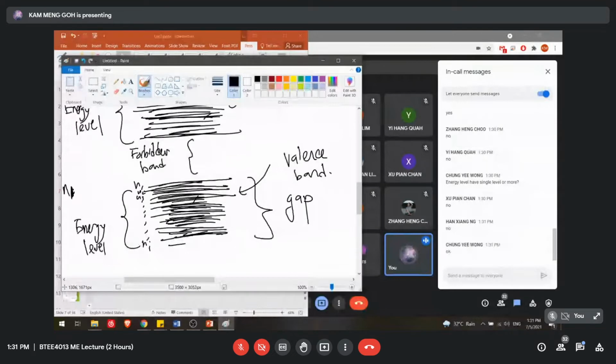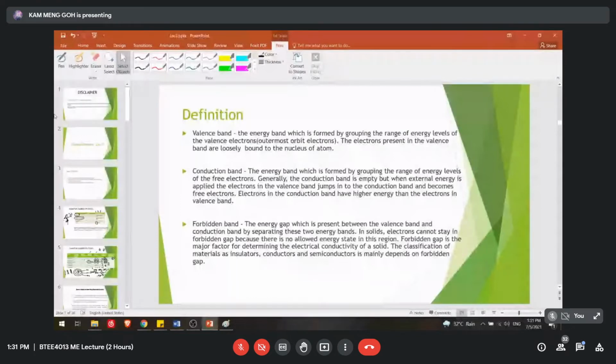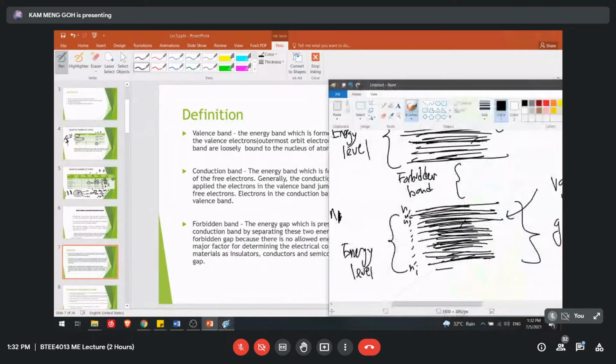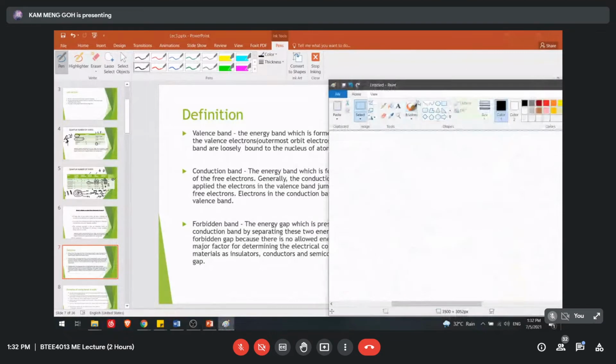So just now your friend asked what the differences are between the valence band and the conduction band. So let's see this. The valence band is an energy band formed by grouping the range of energy levels of the valence electrons, the outermost orbit electrons. The electrons present in the valence band are loosely bound to the nucleus of the atom, which means that in a semiconductor, basically there are two things. One is the valence band, one is the conduction band.